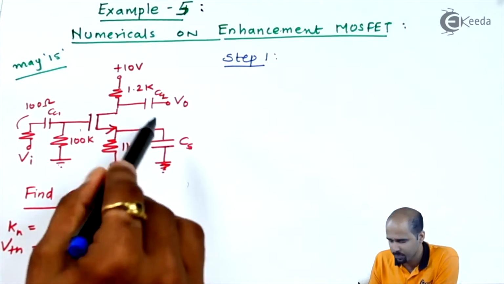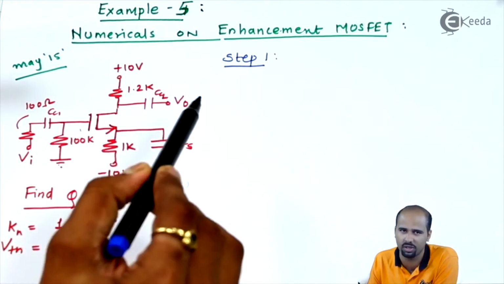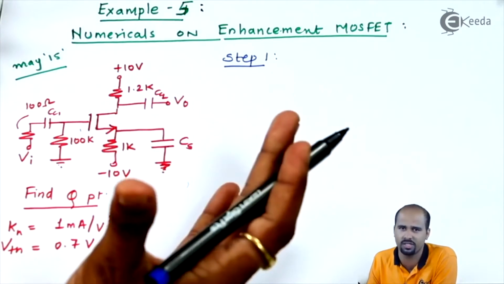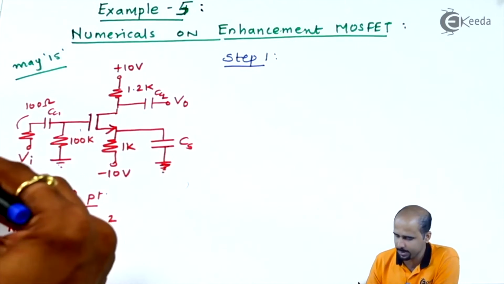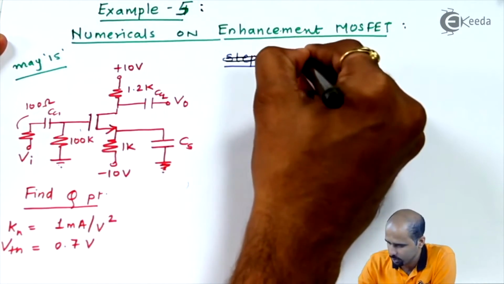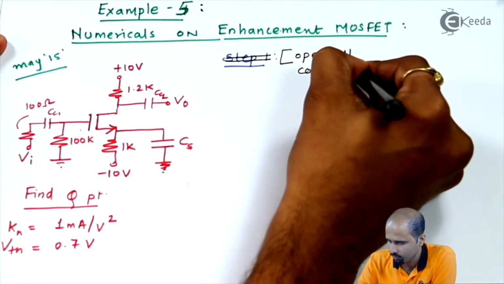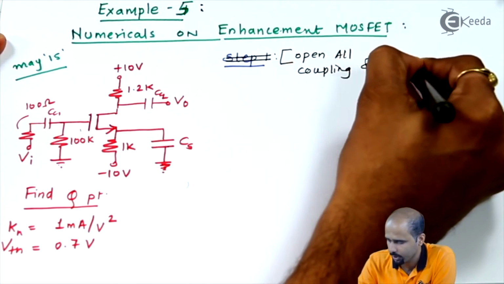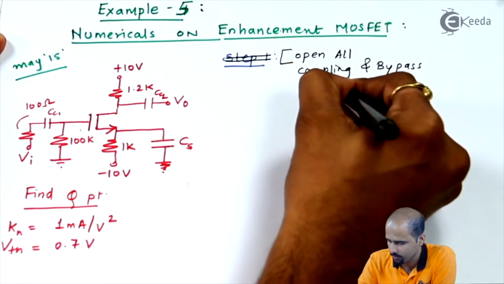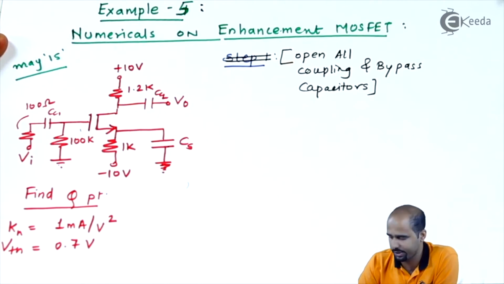This is a bypass capacitor. These two are coupling capacitors. Even though the values of CC1, CC2 and CS are not given, that is not required for our case of DC analysis, right? So before applying step number 1, we will say: open all coupling and bypass capacitors.